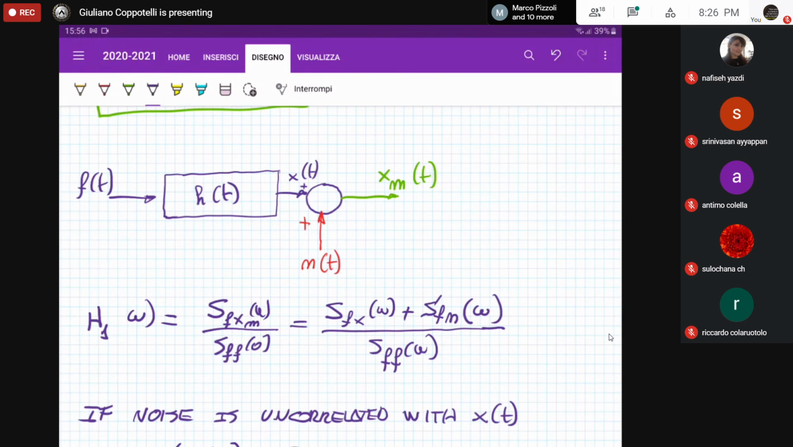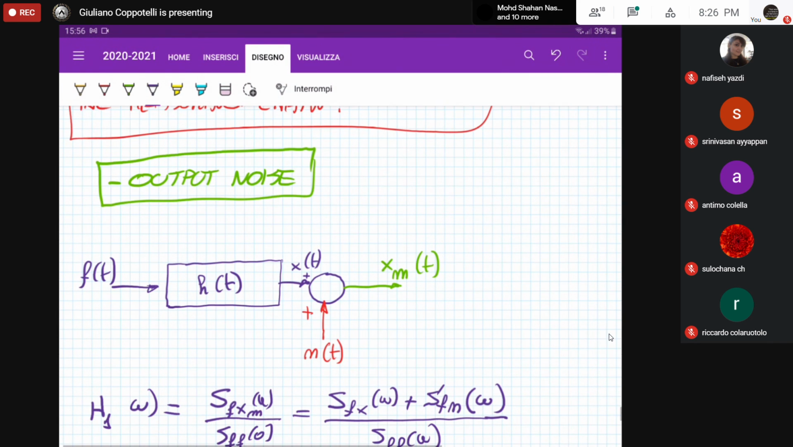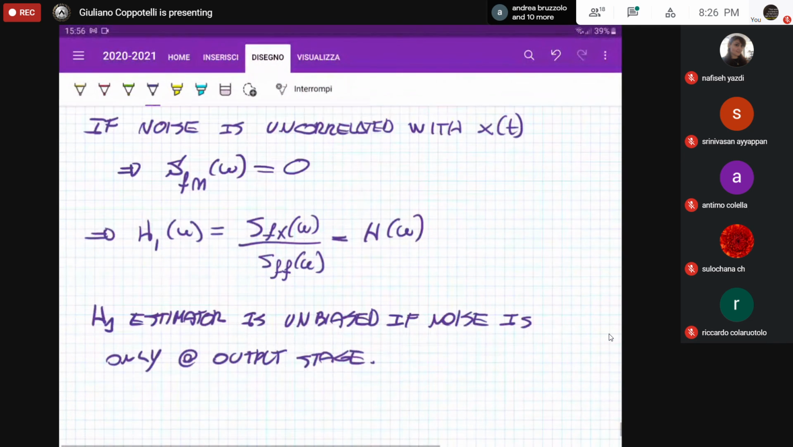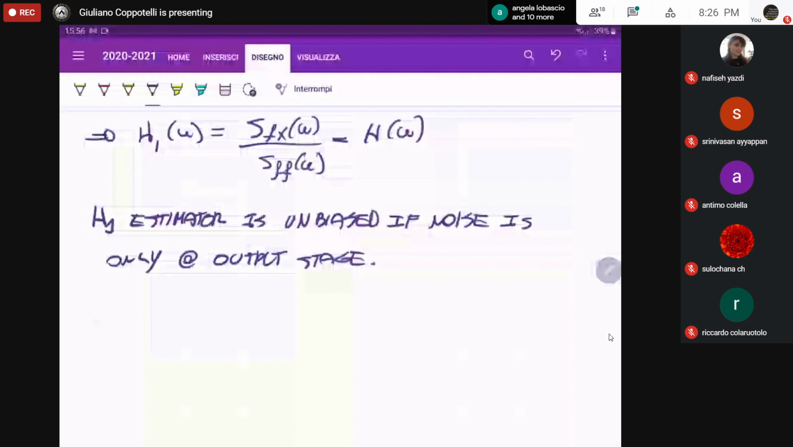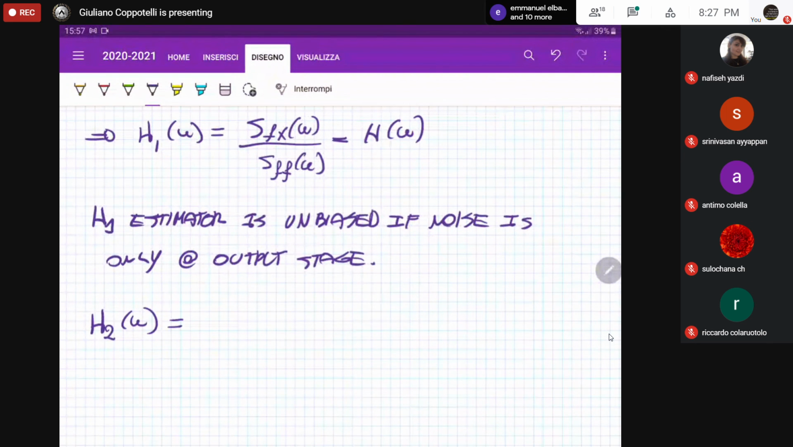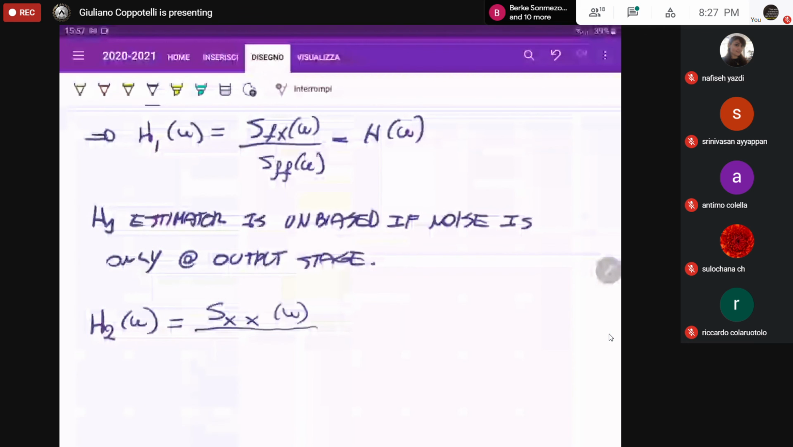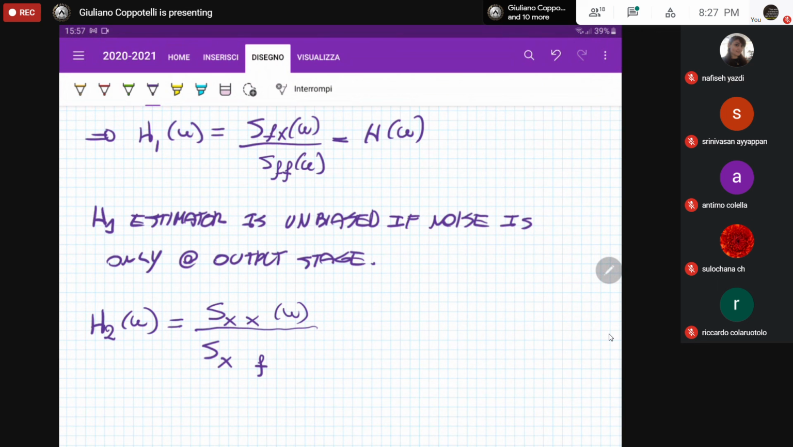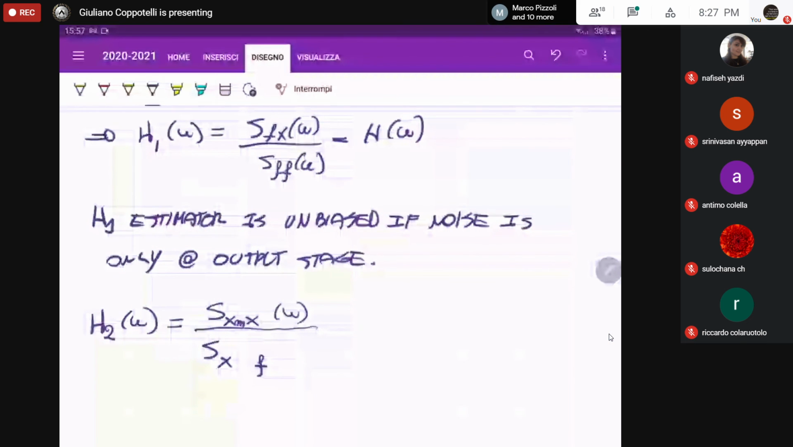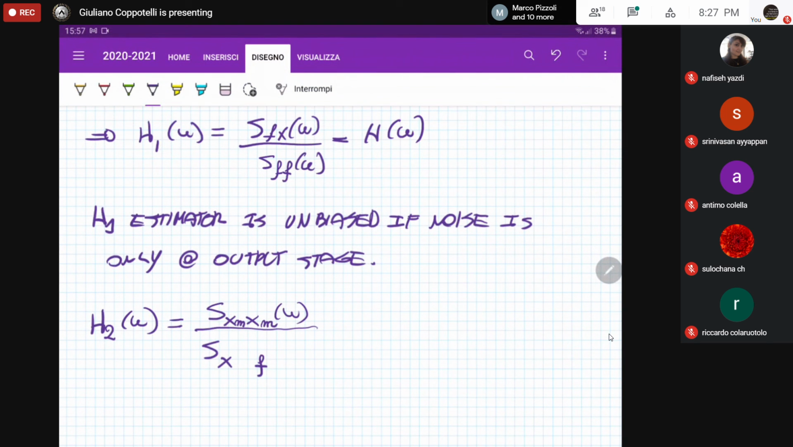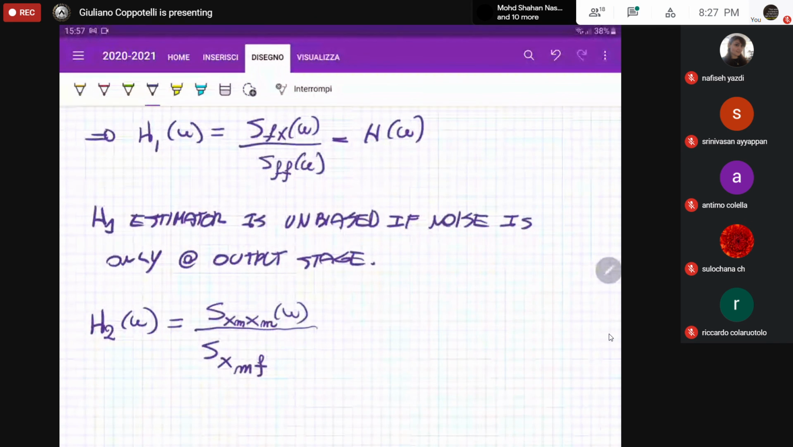Now, let's see what happens when we are having the output noise, but we are going to use the H2 estimator. So, let's consider H2. Go back to your notes and you can easily see that this H2 is given by the ratio between the auto power spectral density of the output with respect to the cross power spectral density of the output and the input. So what we have is SXX of omega divided by SXF, but because we have noise, we have to distinguish between the X and the measured X. So we have to consider XM, because we are considering the measured quantity, as well as XM and then F.